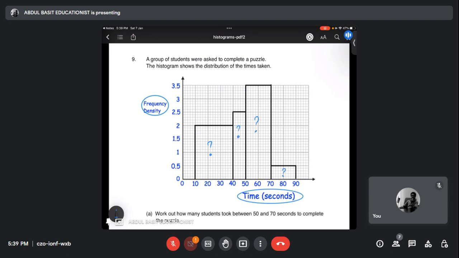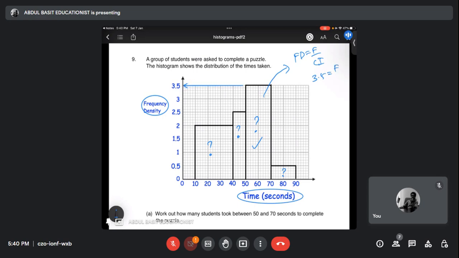We have the FD, we have the time, we have the class interval, but we don't have the frequency. So in this question, from 50 to 70, we need to find out for this one. We know that FD is equal to frequency divided by class interval. Frequency is the number of students in this class. So FD for this class is 3.5.